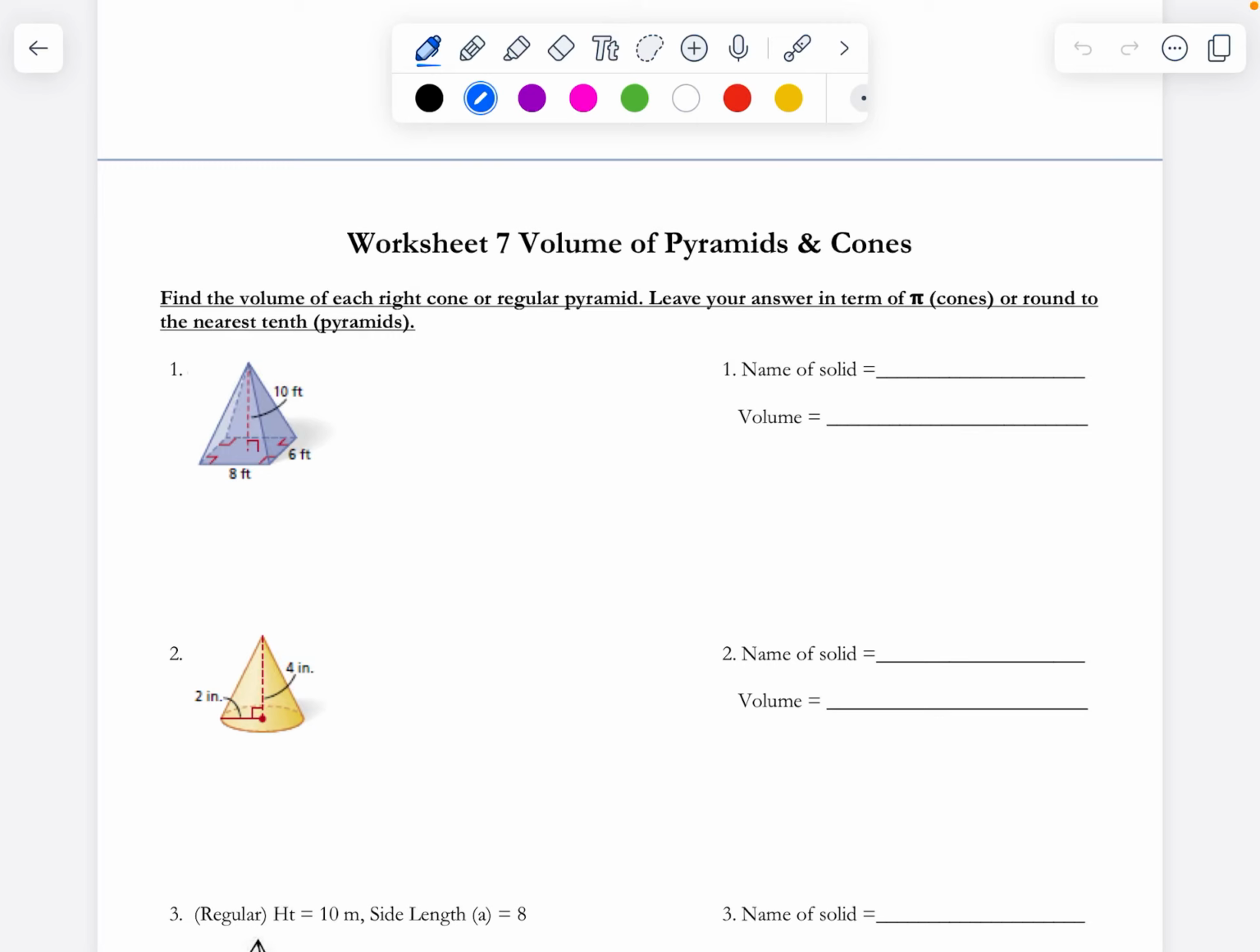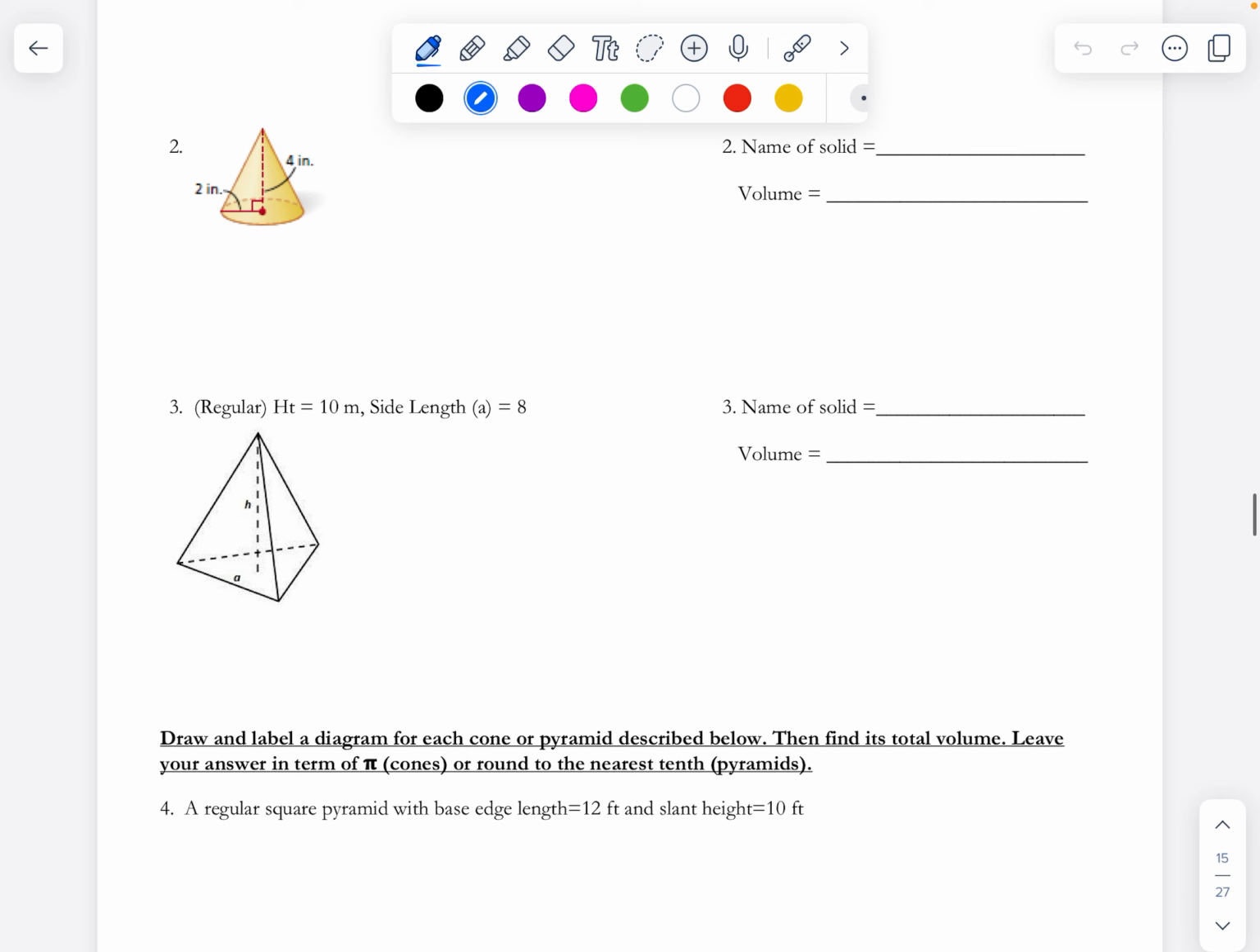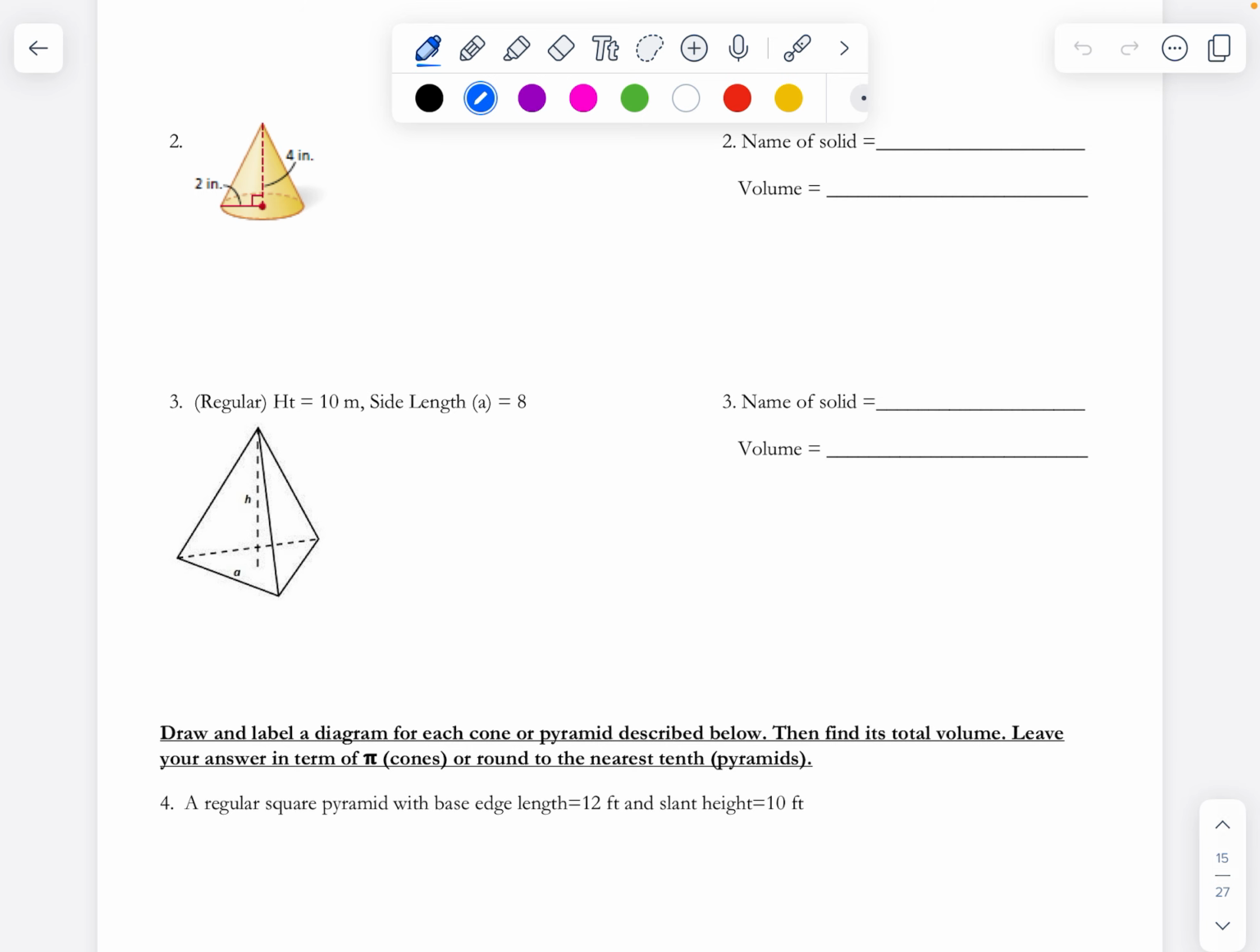What's going on, everybody? I've gotten a few questions here on worksheet 7 and worksheet 8. So I'm going to go over a few questions and then we'll go on from there. So first things first, let's just do one of these problems with a regular pyramid. Let's do this triangular pyramid.